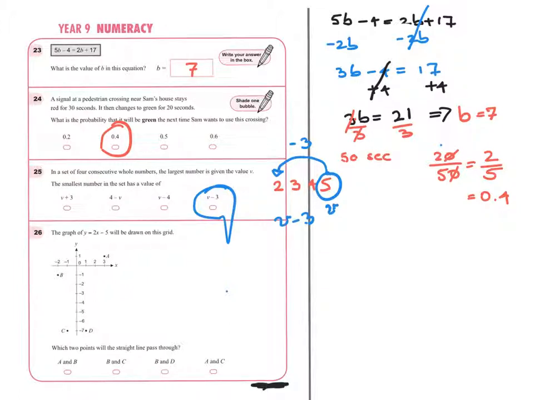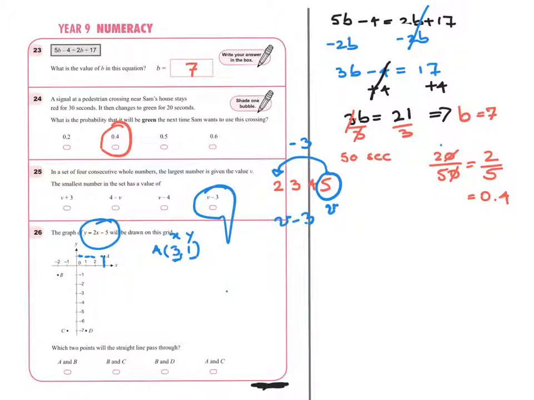So now the last one. The graph of y equal to 2x take away 5 will be drawn on this grid. There are different ways of solving it, so I'm going to show you how to go with point A. Point A has coordinates 3 and 1. The first number is the x value and the second one is the y value. It means if I choose x equal to 3, then my y in this equation needs to be equal to 1. Let's see if that's correct.